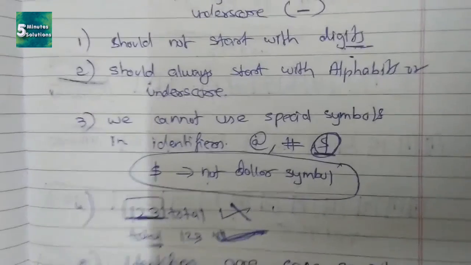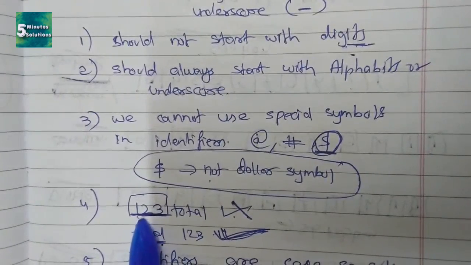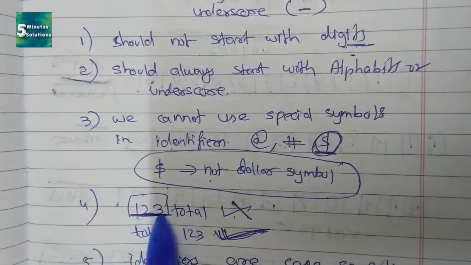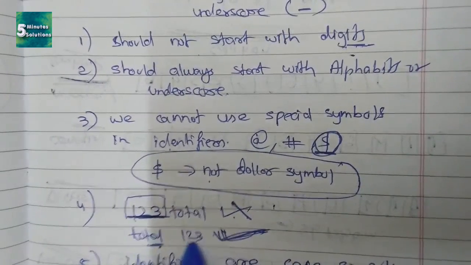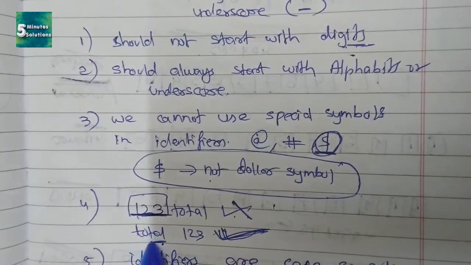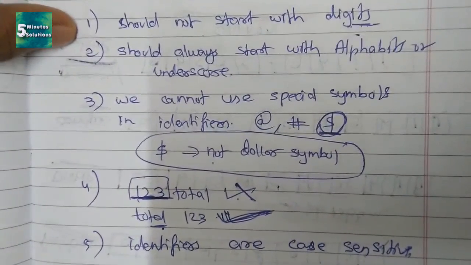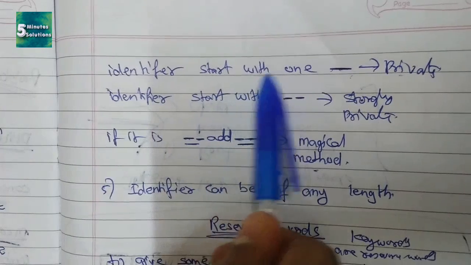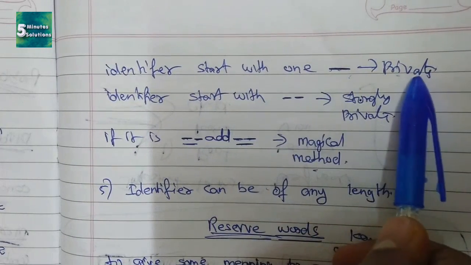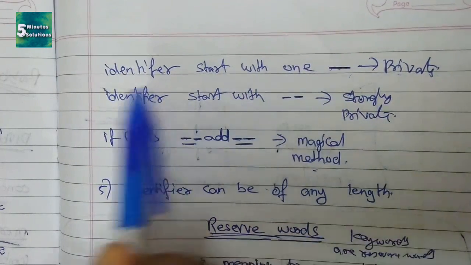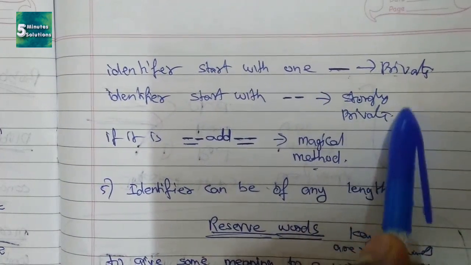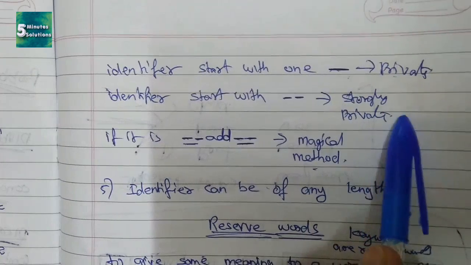Okay. For example, let's take 123total. It is invalid because it starts with a digit. Total123 is valid because it does not start with a digit. Now, identifiers are case sensitive. If an identifier starts with 1 underscore, then it represents it is private. And if an identifier starts with 2 underscores, then it is strongly private.